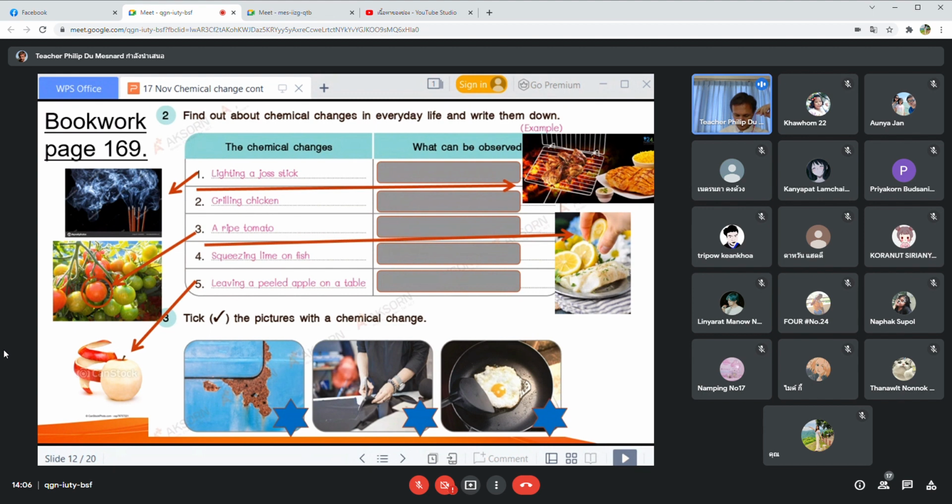Let's ask that other student. Let's ask number 4, Gun. Do you want to guess? Student number 4, Gun. What happens when you light the stick?